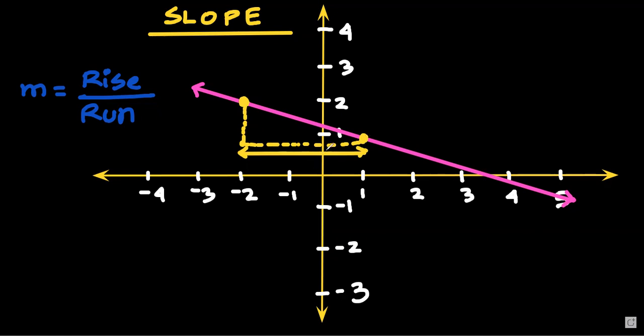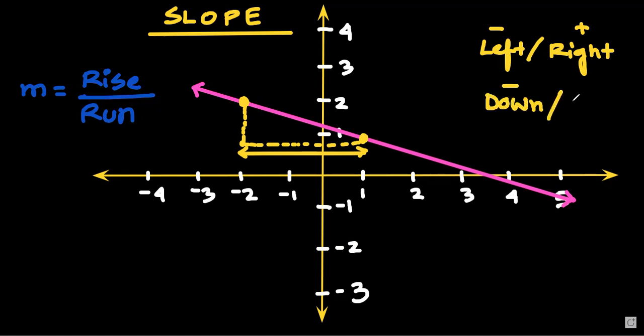And we know that if we are going to the left, we should give a negative sign. If we are going to the right, then we should give a positive sign. If we are going down, then we should give a negative sign. And if we are going up, then we should give a positive sign. Now we are going to the left-hand side, that means -3, that would be your run.